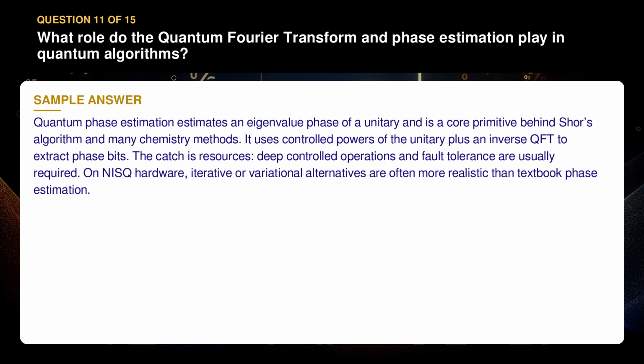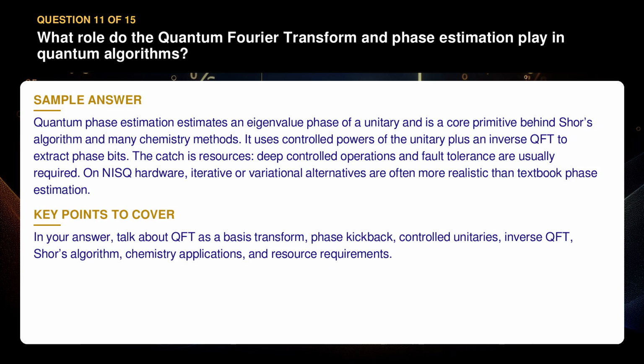Quantum phase estimation estimates an eigenvalue phase of a unitary and is a core primitive behind Shor's algorithm and many chemistry methods. It uses controlled powers of the unitary plus an inverse QFT to extract phase bits. The catch is resources. Deep controlled operations and fault tolerance are usually required. On NISQ hardware, iterative or variational alternatives are often more realistic than textbook phase estimation.